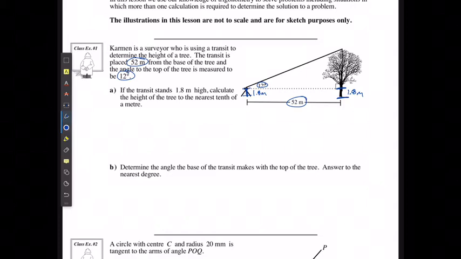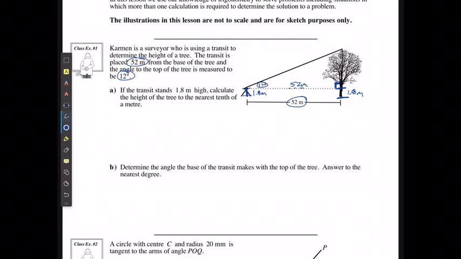Well, I can see that there's this extra 1.8 meters that's going to exist here. This length along here is still going to be 52 meters. And so the first thing I'm going to do is solve for the missing side of this triangle. Now remember, it's not going to include that 1.8 meters along the bottom, so we're going to have to account for that at the end.